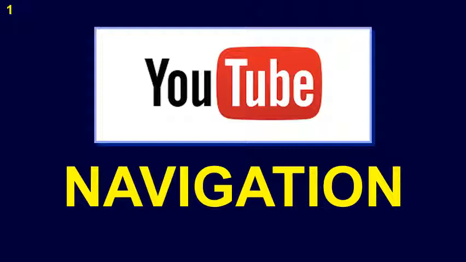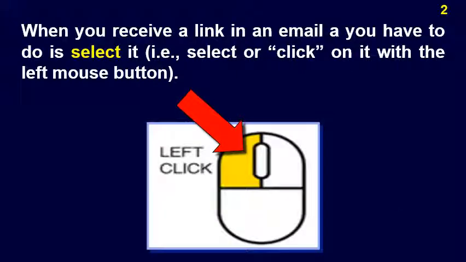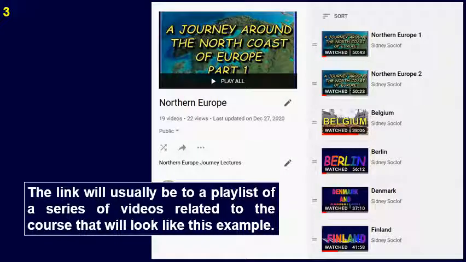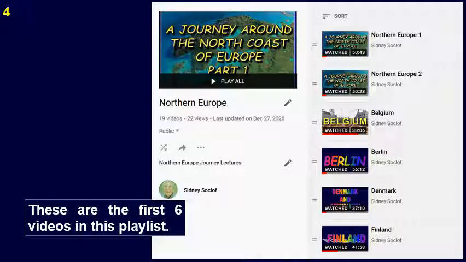Here are some helpful tips for viewing the videos on YouTube. When you receive a link in an email, all you have to do is select it. That is, select or click on it with the left mouse button. The link will usually be to a playlist of a series of videos related to the course that will look like this example. These are the first 6 videos in this playlist.